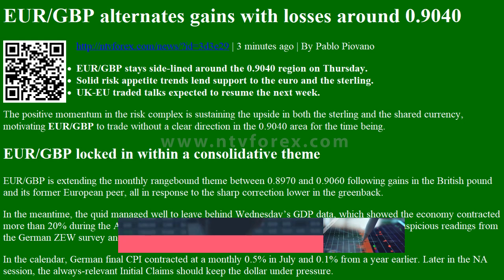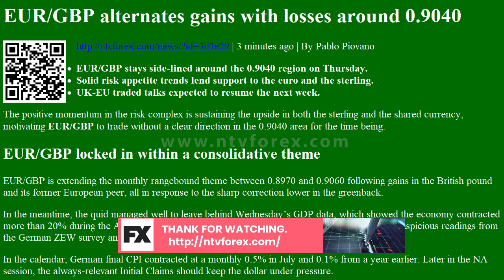The positive momentum in the risk complex is sustaining the upside in both the sterling and the shared currency, motivating Euro GBP to trade without a clear direction in the 0.9040 area for the time being. Euro GBP locked in within a consolidative theme. Euro GBP is extending the monthly range-bound theme between 0.8970 and 0.9060 following gains in the British pound and its former European peer, all in response to the sharp correction lower in the greenback.